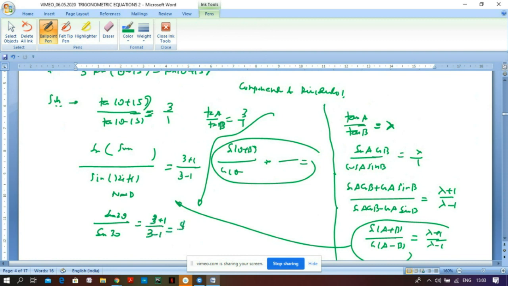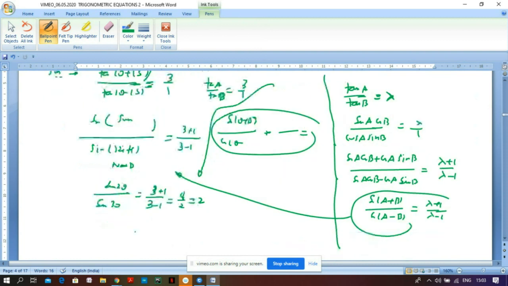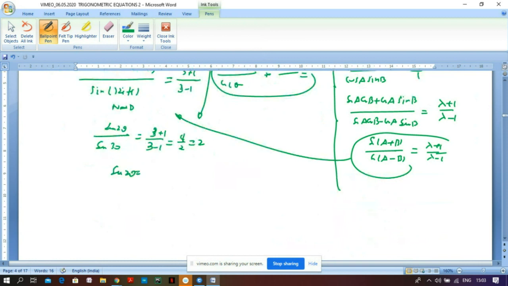And that gives you 4 over 2, that's plainly 2. And so sin 2 theta is 2 sin 30 degrees. That is 2 into 1 over 2, and that is 1. And so you get sin 2 theta is 1. A very simple and plain equation. And from this answer we now get that 2 theta is 2n pi plus pi over 2.